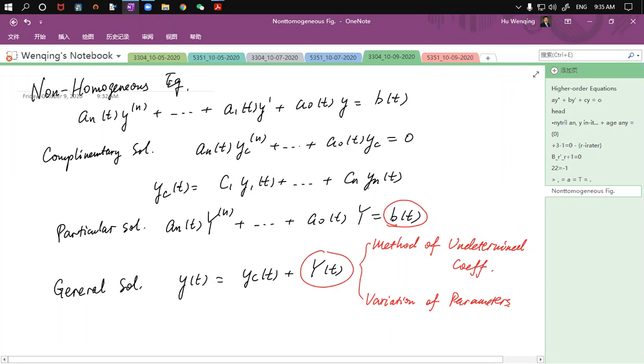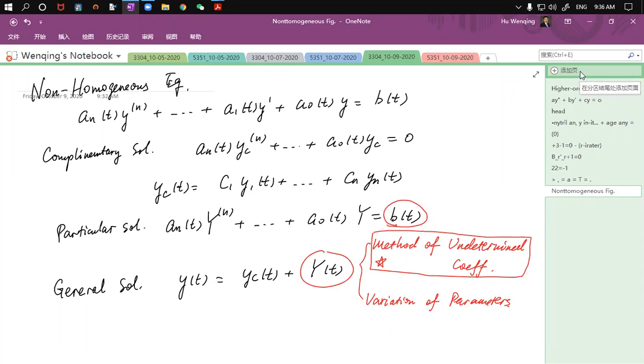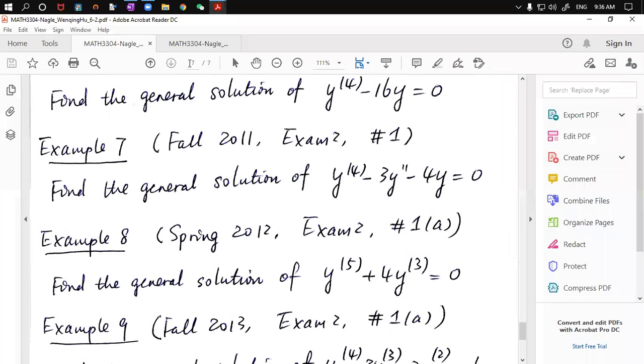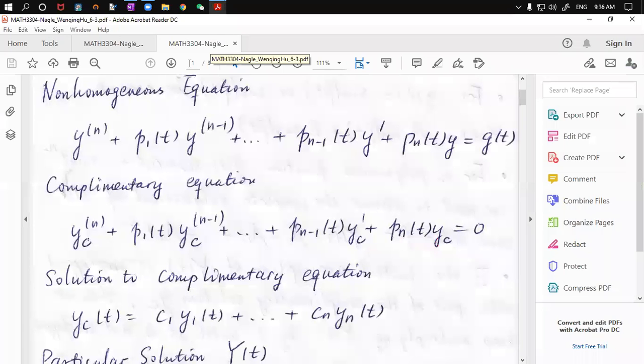Right? However, for this lecture, we're just going to talk about the method of undetermined coefficients for higher order equations. The variation of parameters for higher order equations involves the Wronskian calculation that might be too complicated for this lecture. So we're going to focus on this method. So how does the method of undetermined coefficients go?